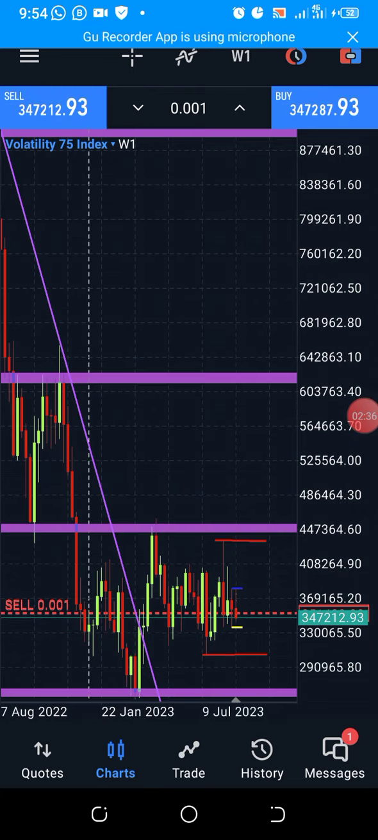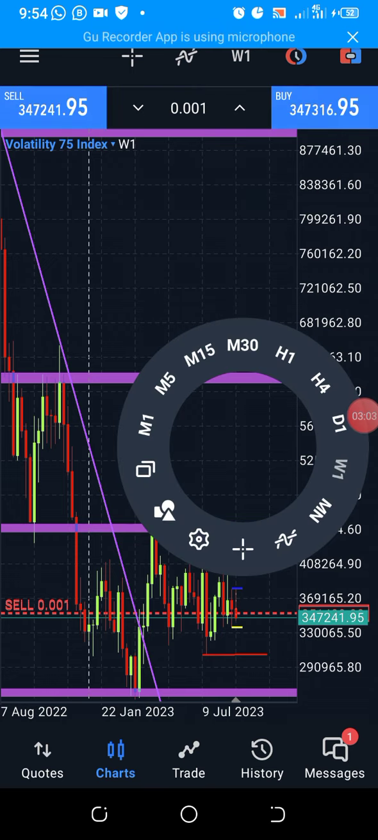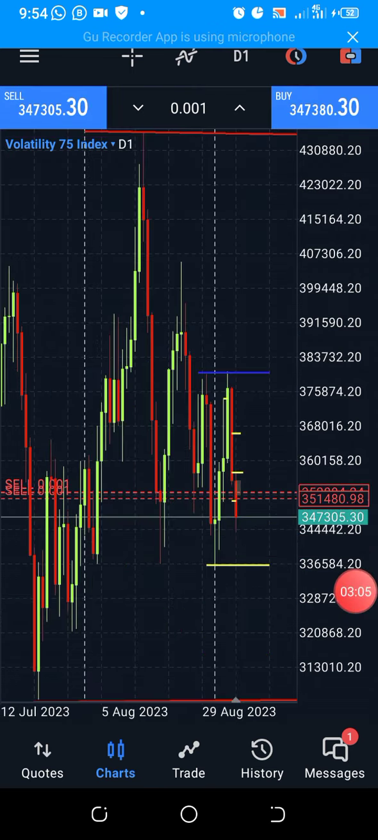Let's see that. Now these purple lines you see, they are my weekly key zones. Anytime price comes to these areas where you have your purple line, I'm sure of getting a reaction, so I just wait to get the right setup and I trade off those key zones that you see here with the purple line.